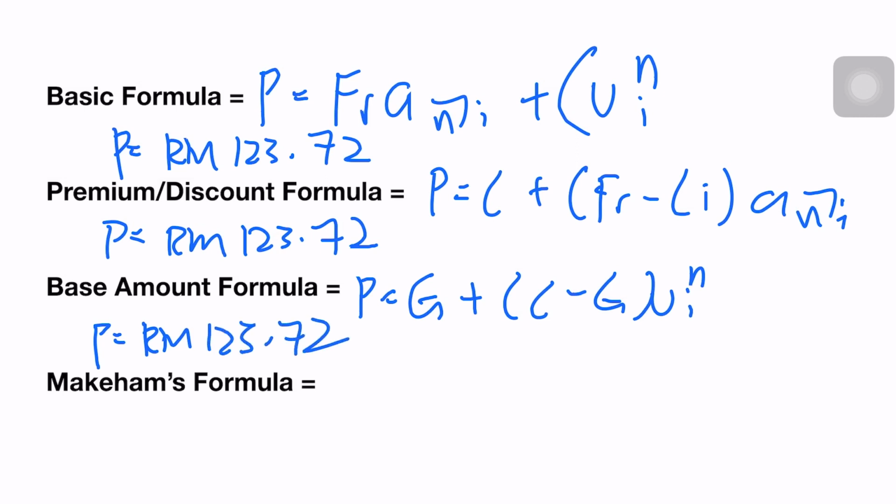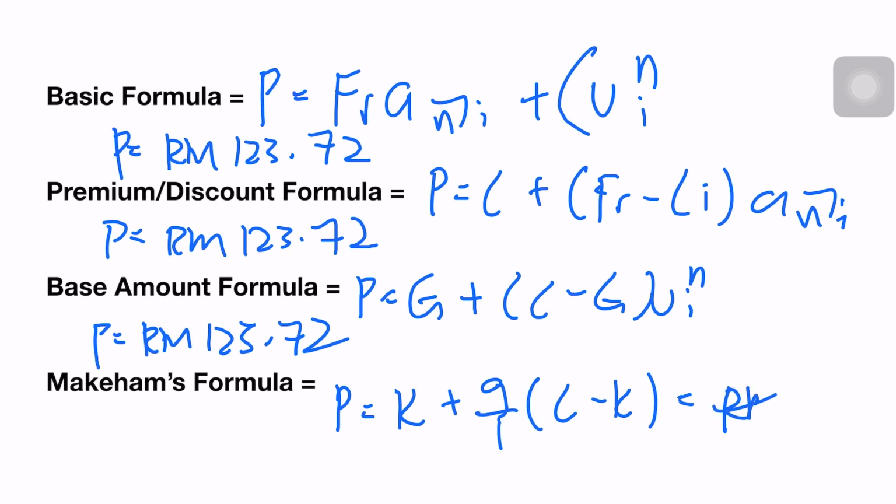The fourth one is Makeham's formula. The formula for this is price equals the following, and again we will get P equal to the same amount. So no matter which formula we use, we will always get the same answer, but it depends on the information that the question gives.